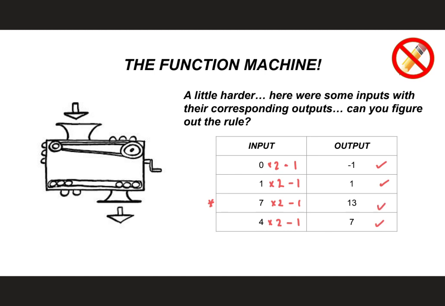So the rule here seems like we're taking the input or the x values. Another thing we can call this is the domain. We're multiplying it by 2, so I'm going to write it as 2x, and then we're going to subtract 1. That's going to give me my output, which is a y value. Another thing we can call this is range.